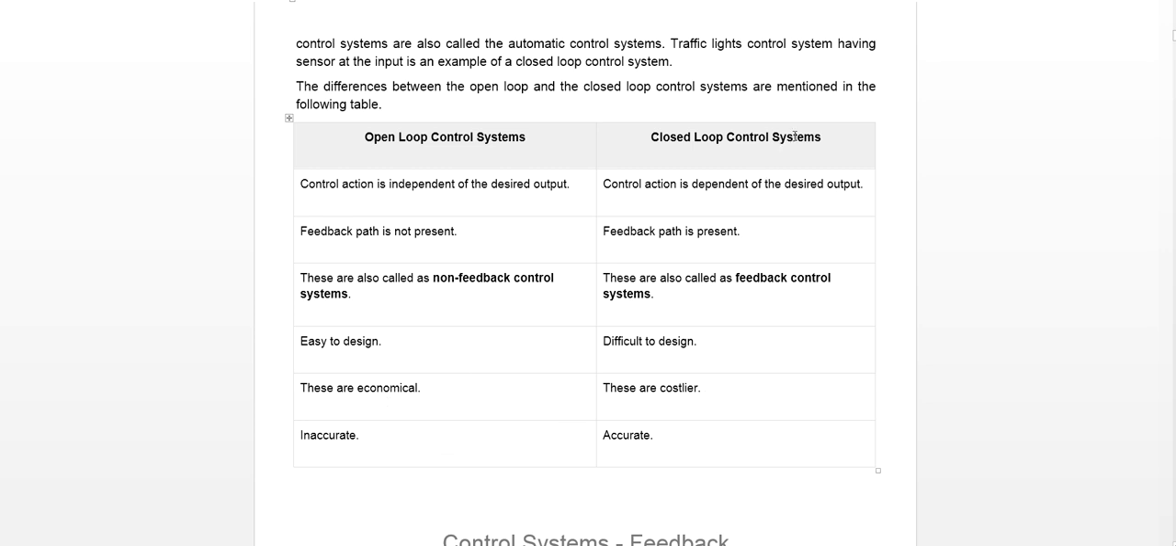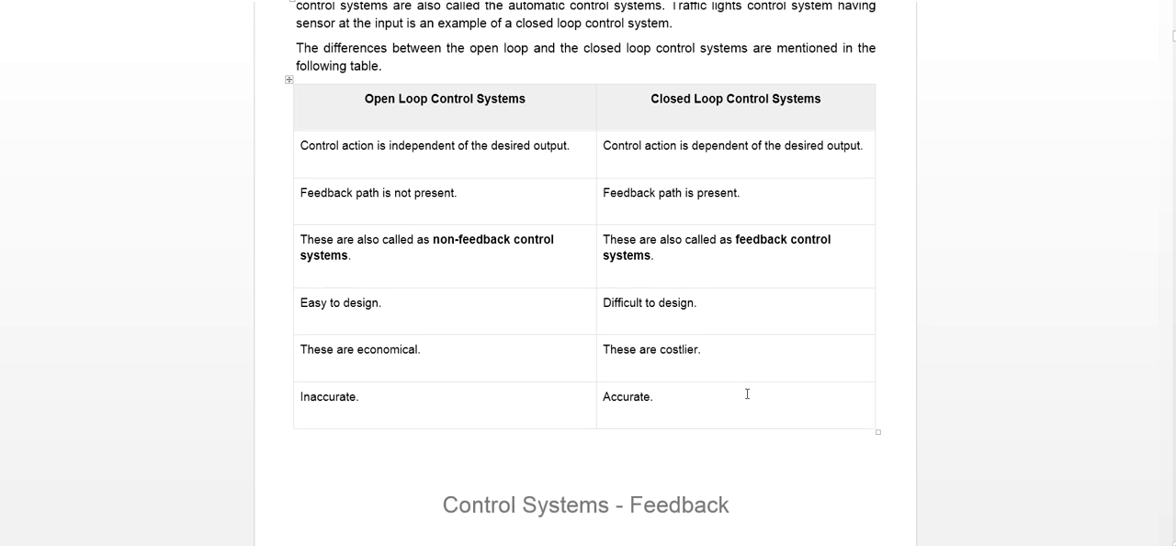For a closed loop control system, the control action is dependent on the desired output, because if the output is above or below the target, the control is changed. The feedback path is present. These are also called feedback control systems. Difficult to design, costlier, and accurate.